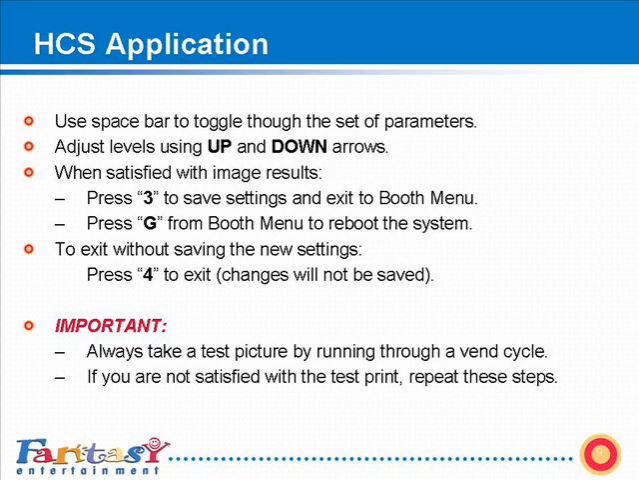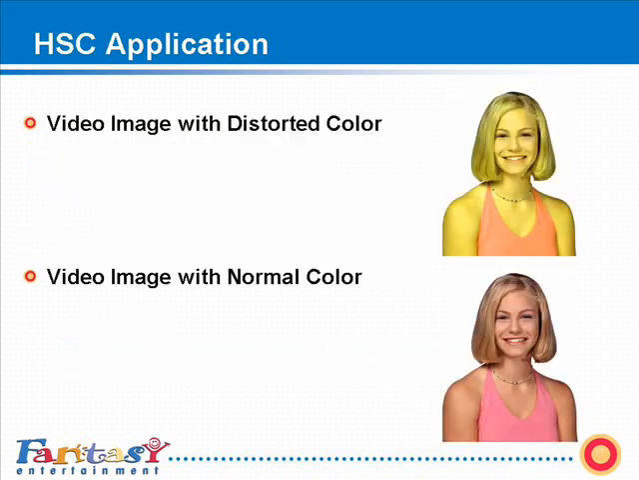When satisfied with the image, press 3 to save your settings. Then G from the booth menu to reboot the system. Or press 4 on the keyboard to exit without saving the new settings. Remember that you must always take a test picture to verify your photo quality. And if you're not satisfied, repeat these steps.